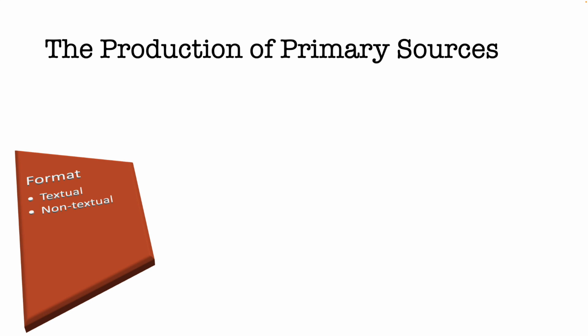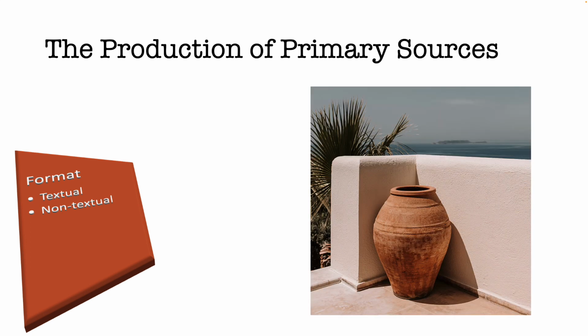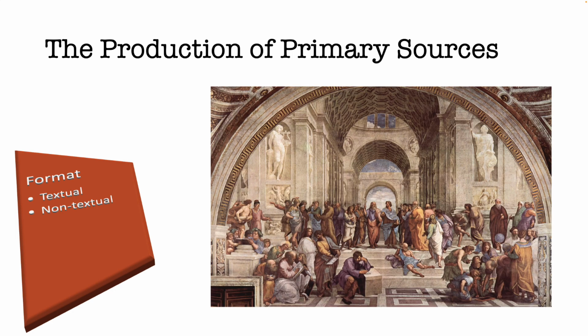First, we can think about primary sources in the format that they take. Some primary sources are textual in nature. That means that they are documents with words that you can read, right? But we also know that some primary sources are not textual. A clay pot, for example, that is excavated from an archaeological dig, or a painting. These can function as primary sources. They can tell us things about the past, but they don't have any text to read or interpret.